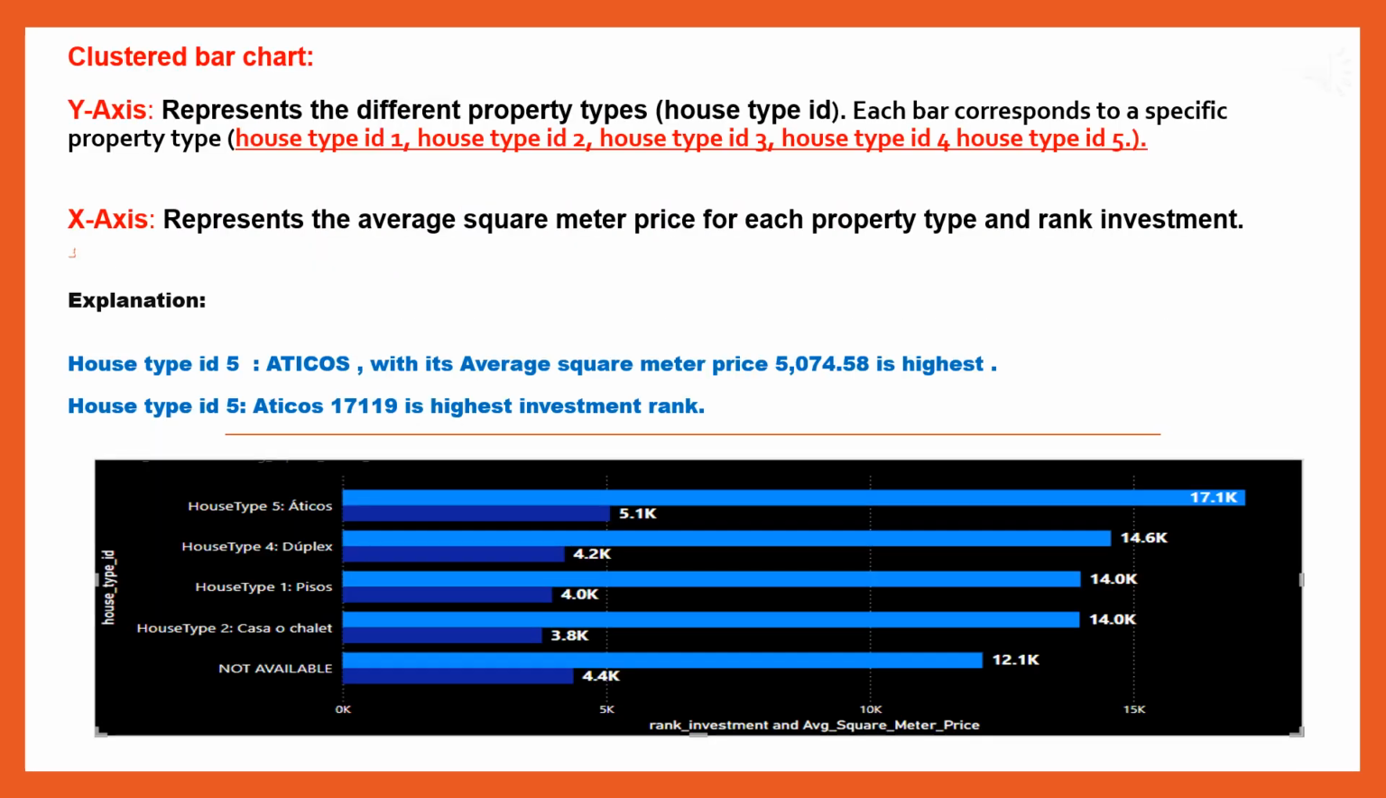For visualization, I have used a clustered bar chart. On the y-axis, I have added house type ID, and on the x-axis, I have added rank investment and average square meter price. After doing analysis, we get to know that house type ID 5 is having the highest average square meter price, that is 5,7,400.58. Also, house type ID 5 is having the highest investment rank, that is 1.